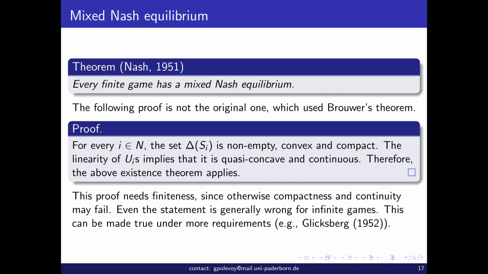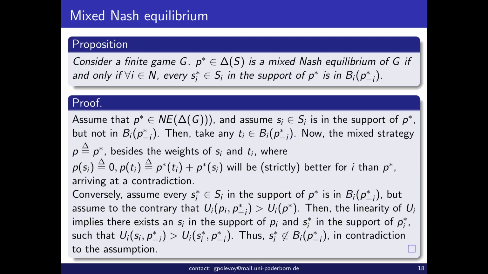So, this proof uses finiteness, as I said, that compactness and continuity may fail if we don't know that it's a finite game. Moreover, the theorem is actually wrong when the game is not finite. But we can find another theorem. There are theorems which need more conditions, like the famous theorem of Glicksberg, who already in 52, so a year after Nash, had proved this theorem. Glicksberg proved another theorem which talks about mixed extensions of infinite games, but let us not go there right now. And let us now go to a proposition which is very, very important. It's quite simple, but it's very important in the study of mixed Nash equilibrium.